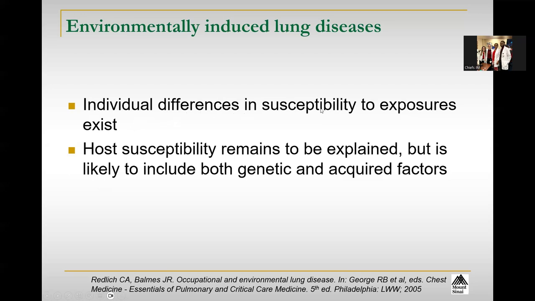Individual differences in susceptibility to exposures exist, and you are going to see it throughout your pulmonary series, with any lung toxin. For example, tobacco is a great example of that: not everyone is susceptible to the effects of tobacco. Everybody has a grandfather who was a chain smoker and never developed clinical lung disease. And the same happens with many of the occupational agents.